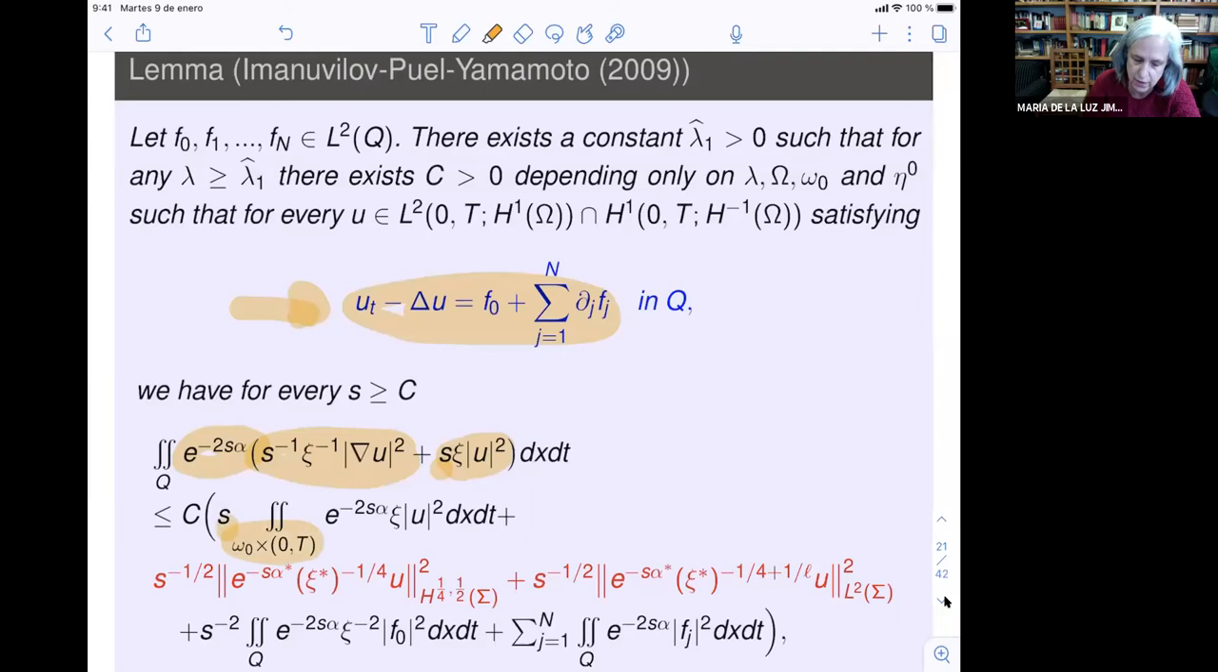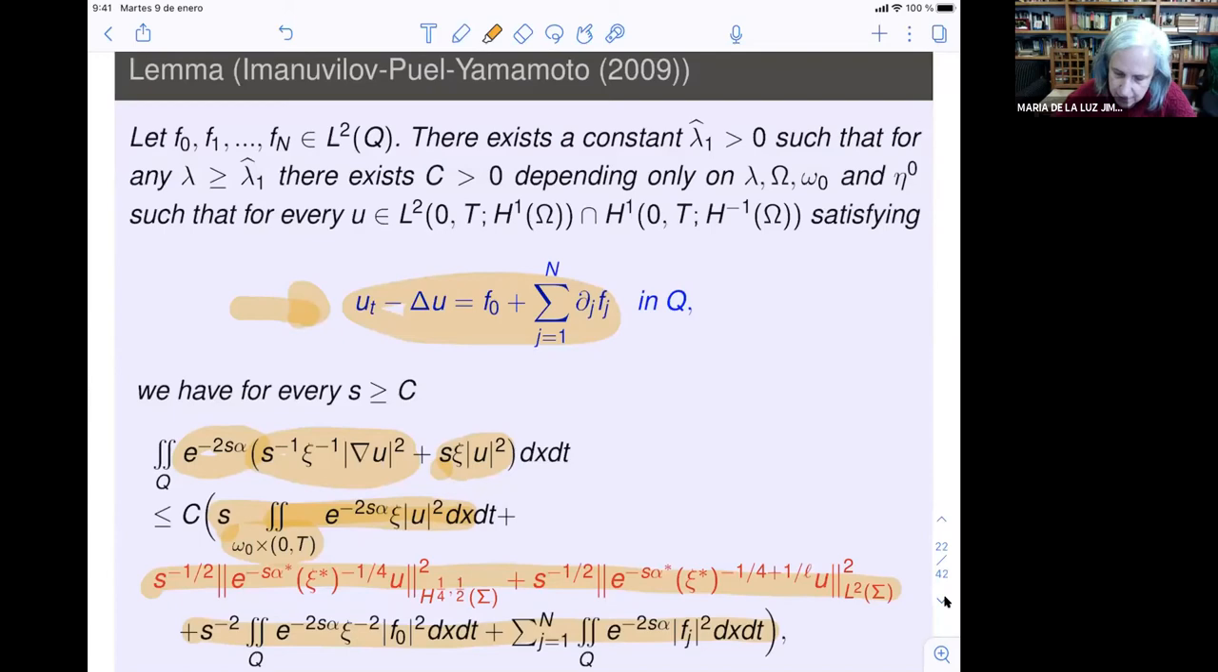So you will have a local estimate that is similar to the observability inequality we want to prove, but you will have these red terms that are the data you don't know on the ground. And since you have a right-hand side that is not zero, you have to estimate also these terms that depend on the right-hand side. Corona and Guerrero used this kind of estimate to solve the observability inequality for a single Stokes system.